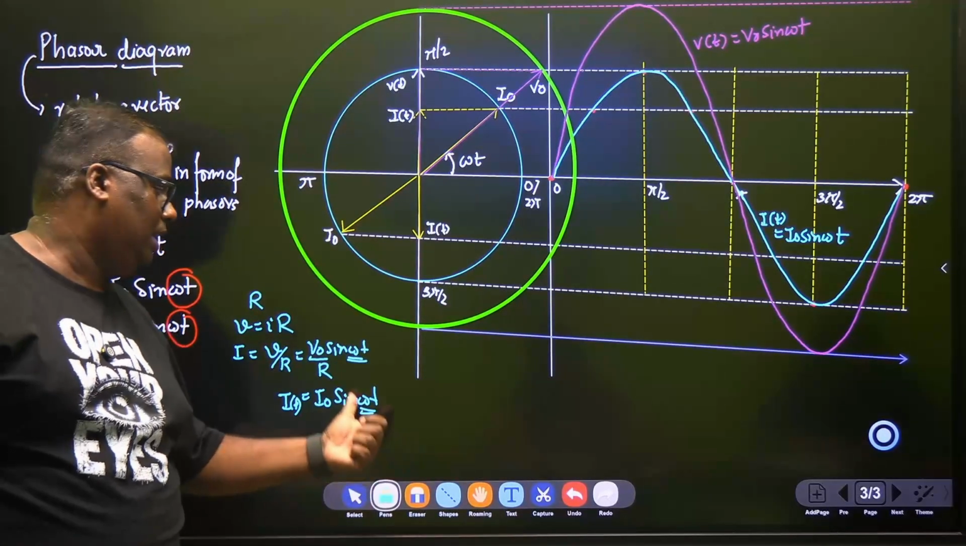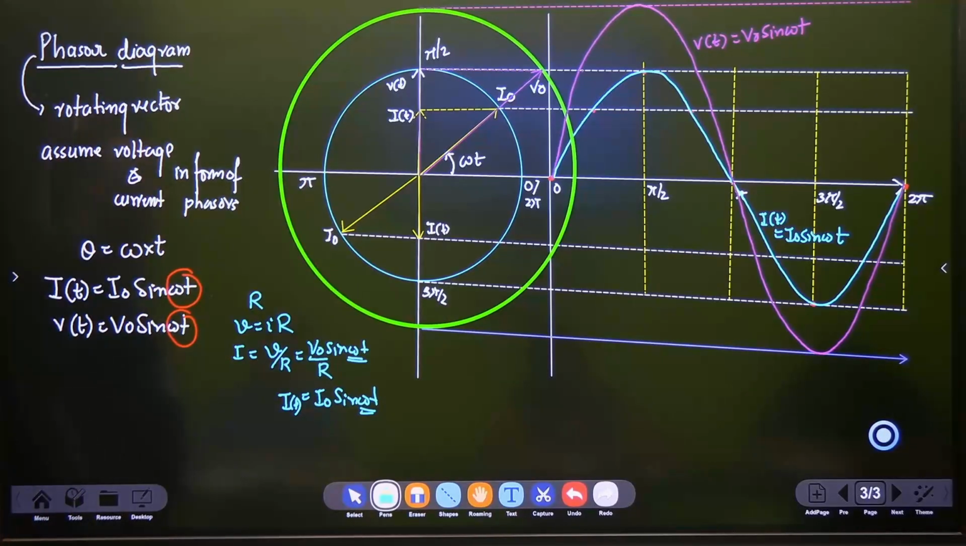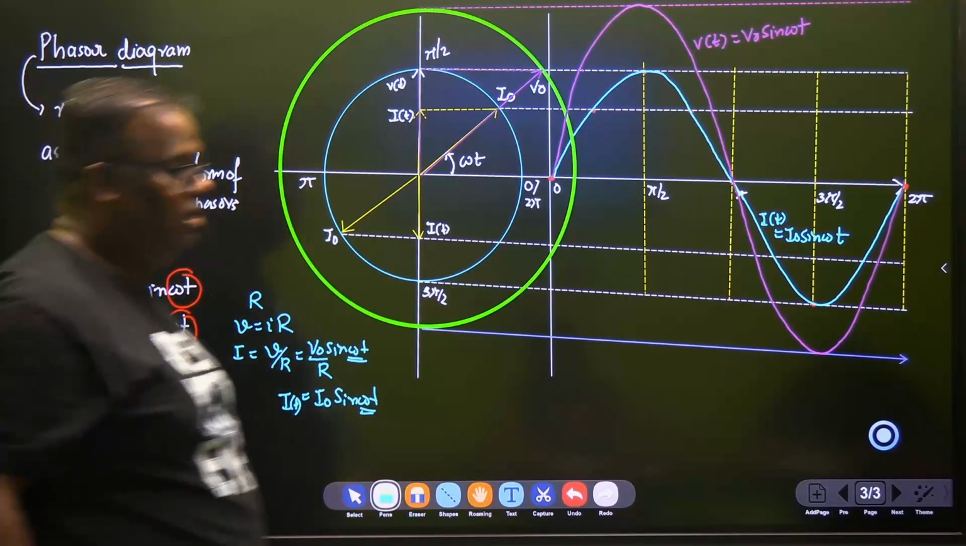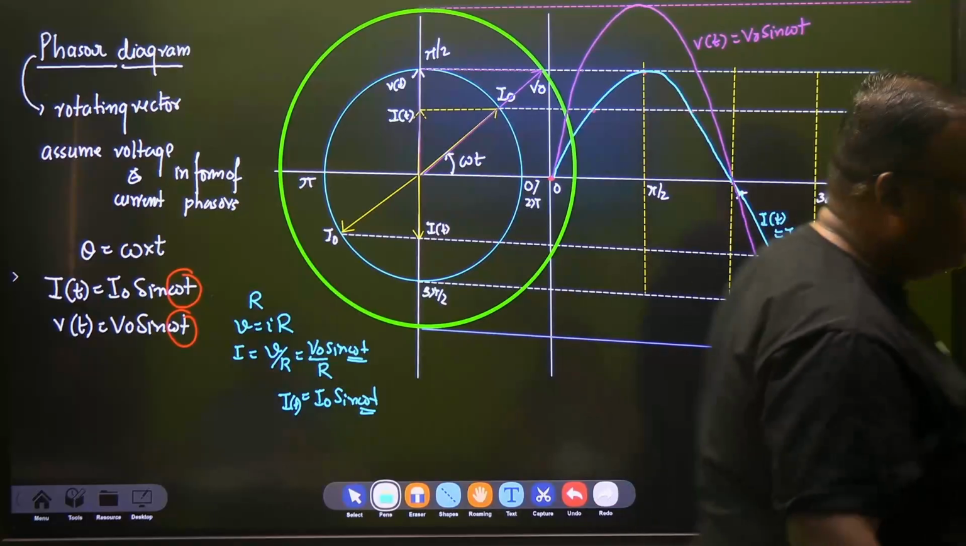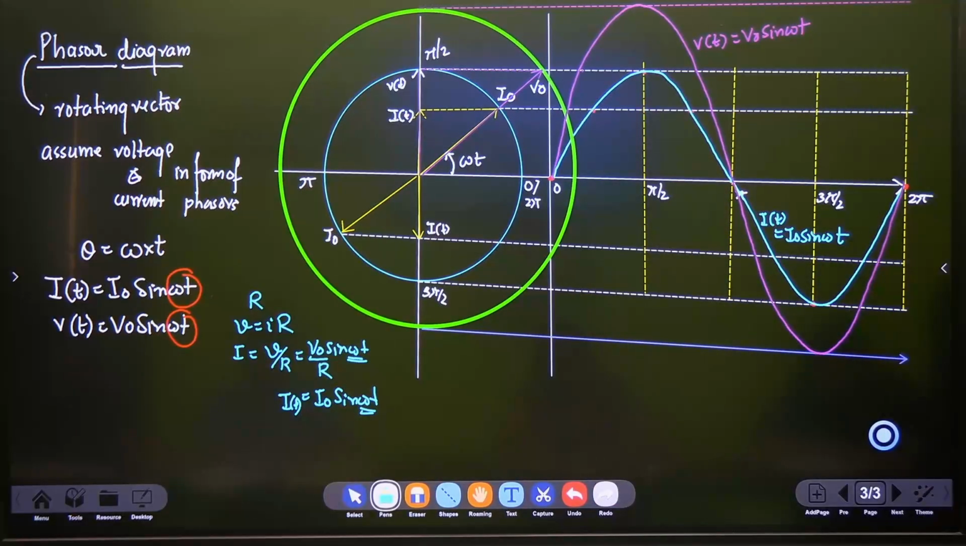There will be a lag and a lead happening here. If the voltage takes a cos omega t, the current will be taking a sine, or vice versa, and that will come up in the next discussion. So just take this. If you have understood this diagram, very good. If you have any doubt, you can ask. This is a combined phasor diagram for both voltage and current, with voltage shown by the violet one and current by the yellow one.